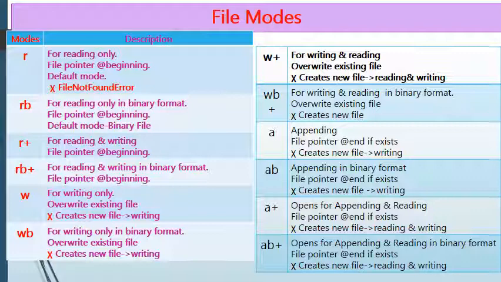If you are going to use AB plus, it opens your file. There you can do appending and reading in binary format, and the file pointer will be pointing at the end of the file. If the file does not exist, it will create a new one. There you can do reading and writing.